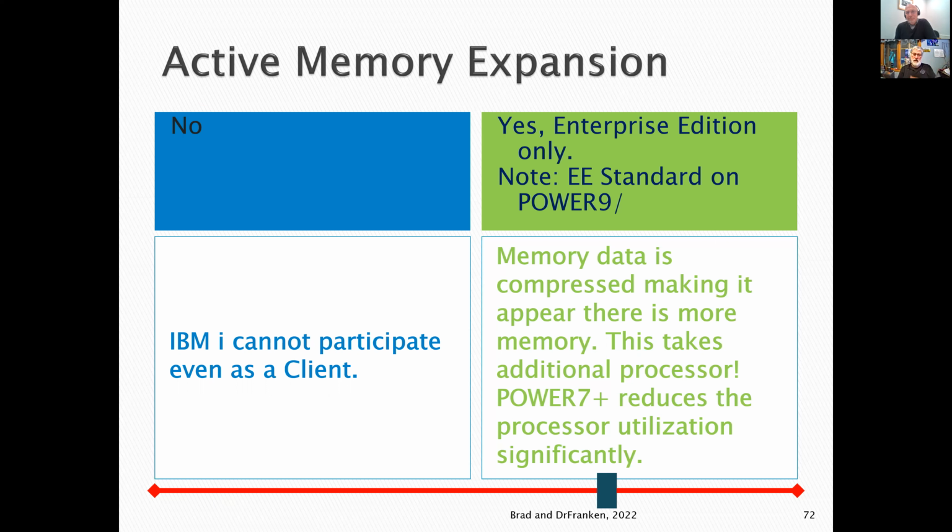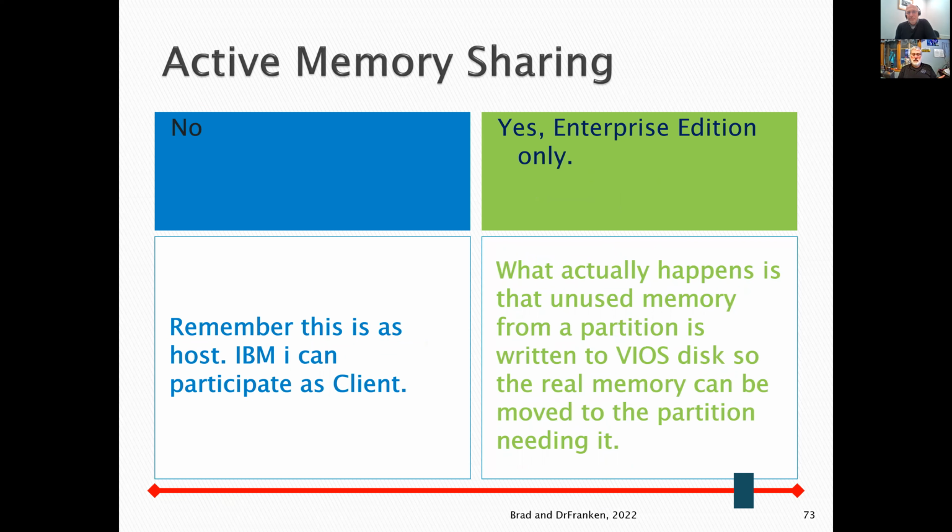Okay, cool. And VIO server supports that. Active memory sharing, for the host, IBM i doesn't do that. That's not a thing, right? But you can do it in Enterprise Edition of VIO server. And a note, Power 9, you get Enterprise Edition automatically. Previous hardware generations, you had to step up, right? It was more money to get Enterprise Edition. So it's included at no additional charge with Power 9 and up.